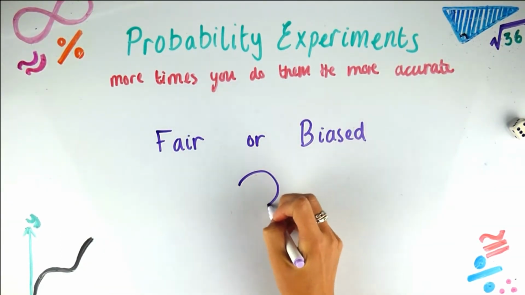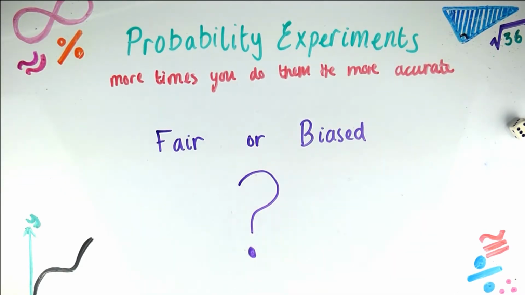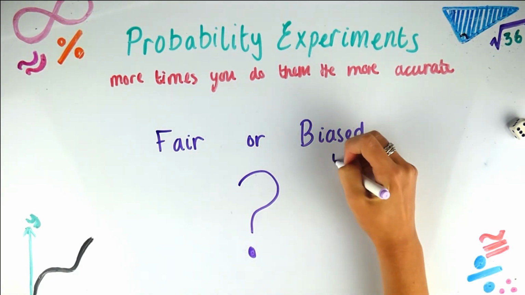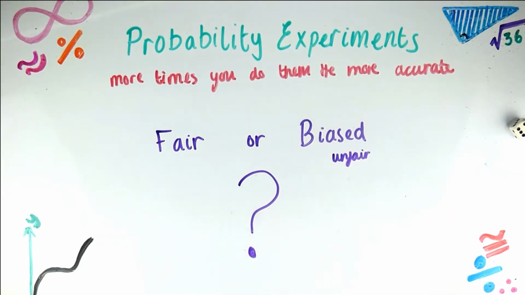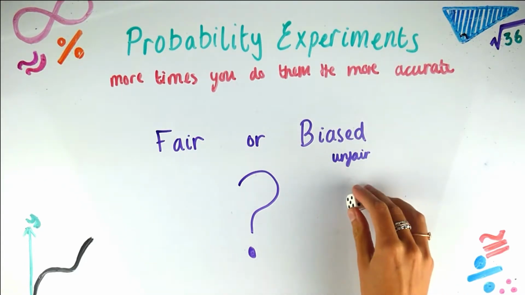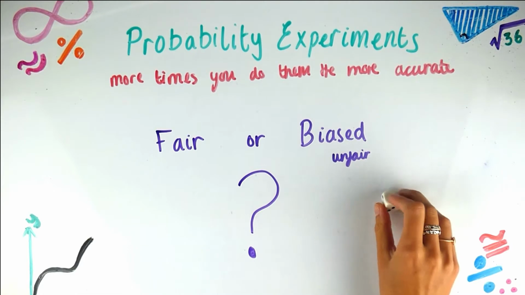We also need to ask ourselves if things are fair or biased, so unfair, that means. When I'm doing a probability experiment, I want it to be a fair experiment. So if I'm rolling a dice, and this is why they always seem to use the notation a fair six-sided dice, I have an equal probability, a fair chance of landing on any of these.